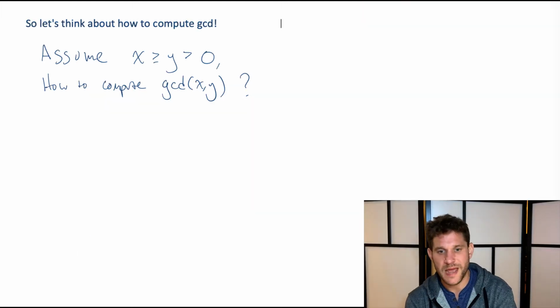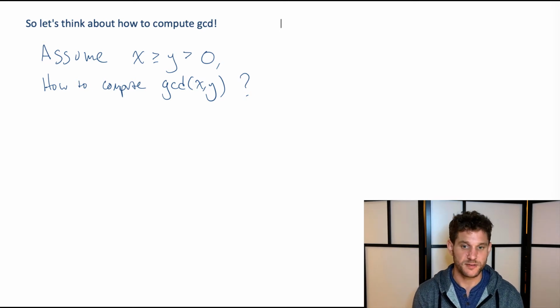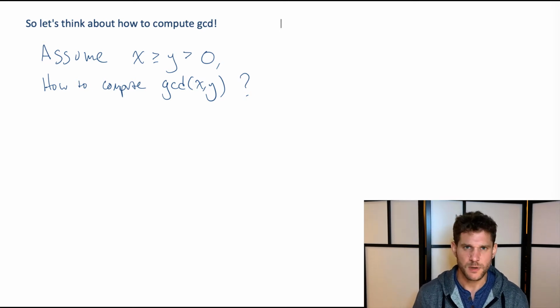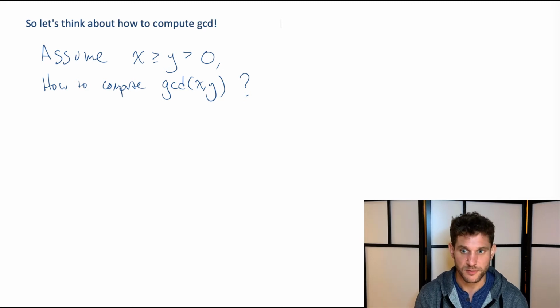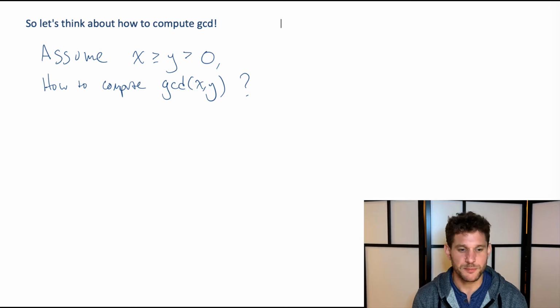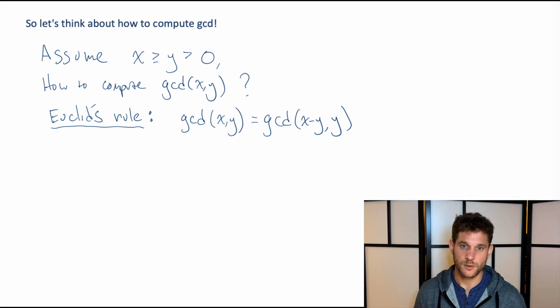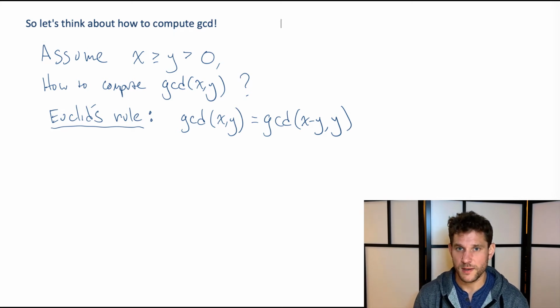Okay, so now we're interested in actually getting an algorithm that's efficient for computing the greatest common divisor of two integers x and y. For now, assume that the first input is always bigger than or equal to the second input, so x is always bigger than or equal to y, and they're both bigger than 0. How are we going to get the GCD of x and y? We're going to need this little simple observation of Euclid, we'll call it Euclid's rule. What Euclid observed is that the GCD of x and y is also the GCD of x minus y, comma y. So why is that?